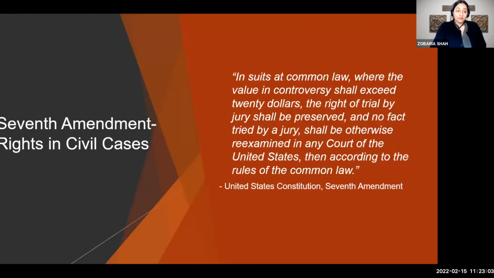The Seventh Amendment is essentially the same as the Sixth, but this time it's the rights in civil cases. The major difference in a civil case versus a criminal case is a criminal case means the law was broken. A civil case means there's an argument amongst independent civilians. Essentially it says in suits of common law, the value of controversy shall exceed $20, the right of trial of jury shall be preserved. Essentially saying if you are suing somebody for the value of something that's more than $20, you have the right to trial by jury.